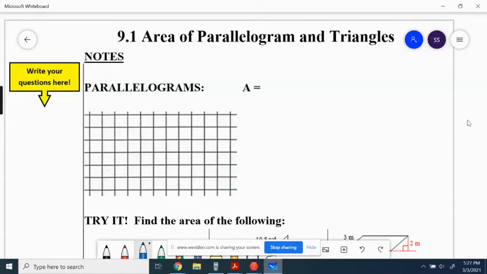Okay, this is 9.1, area of parallelograms and triangles. So you probably already know the equation for area of a parallelogram. It's just base times height. We've probably heard length times width, but we're going to stick with base times height. You probably already know that we need to label area as units squared. So let's look at why that is the case.